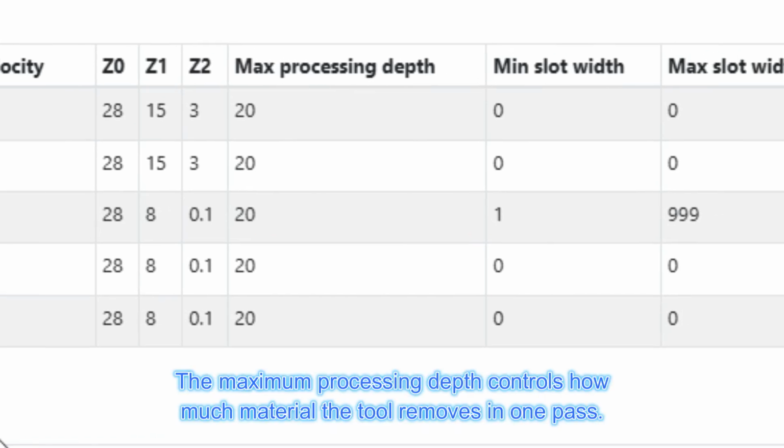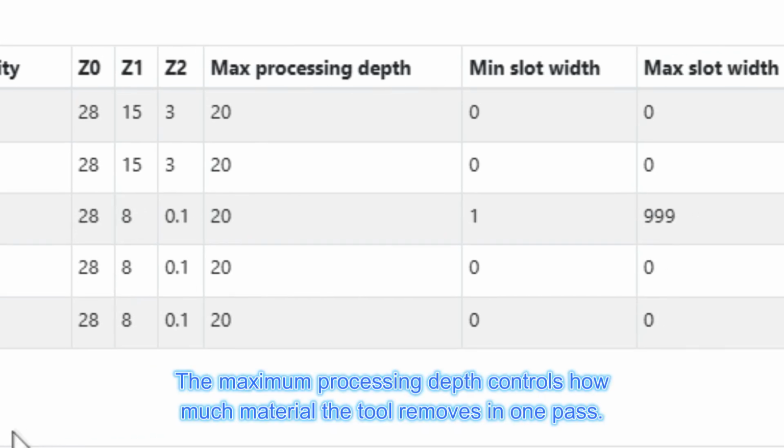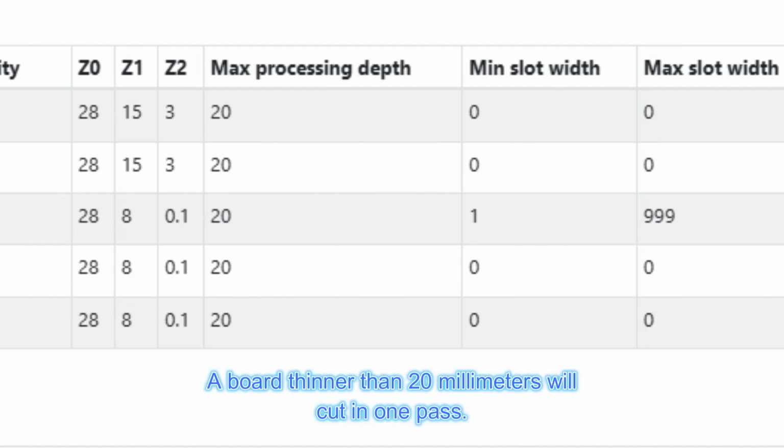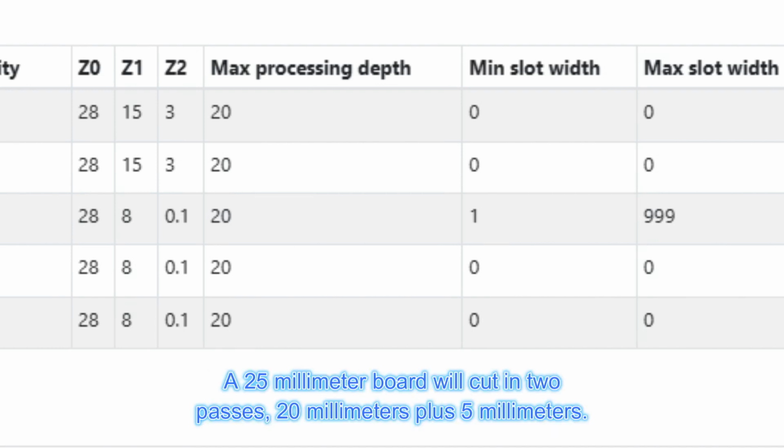The maximum processing depth controls how much material the tool removes in one pass. If you set it to 20 mm, a board thinner than 20 mm will cut in one pass. A 25 mm board will cut in two passes, 20 mm plus 5 mm.